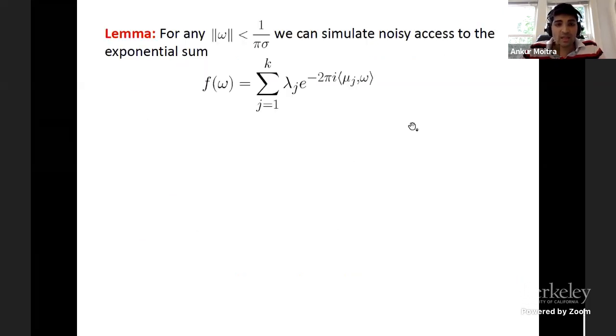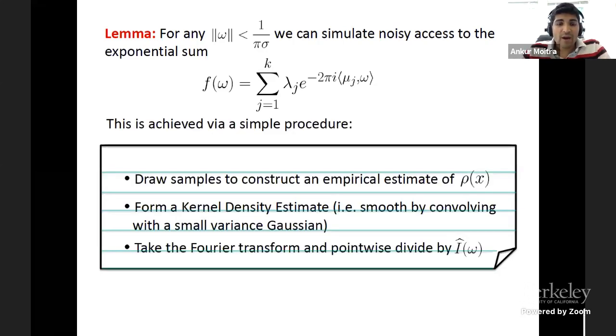So this is one of the key lemmas. It's a pretty simple thing, actually, which is that what I claim is that if we're given samples from this scattering function rho of x, then algorithmically, we can simulate noisy access to the following exponential sum where I've removed the I hat of w term. And this will be a really useful exponential sum for us because through querying it, we're going to hope to try and learn the parameters of the mixture. We're going to hope to try and learn the lambda j's and the mu j's. That's the overall goal. So, how does this thing work?